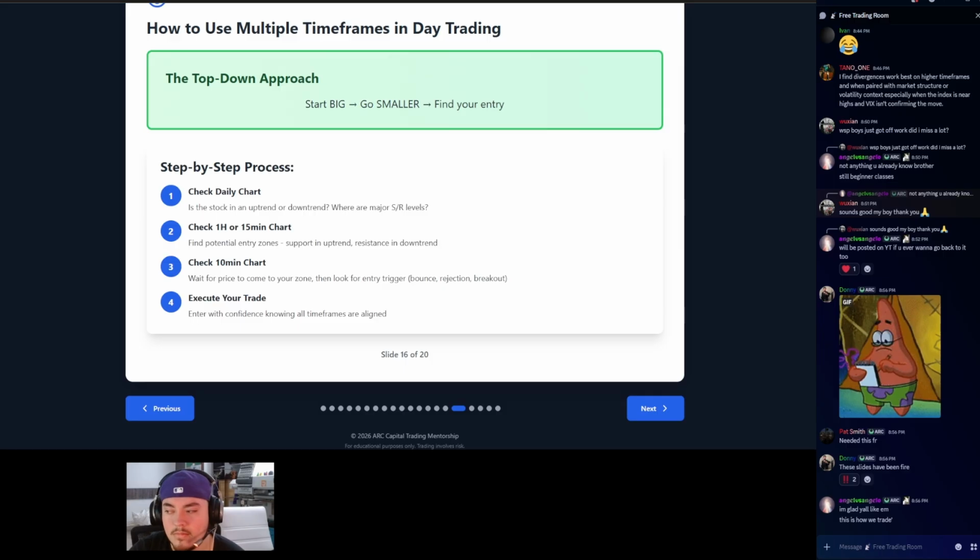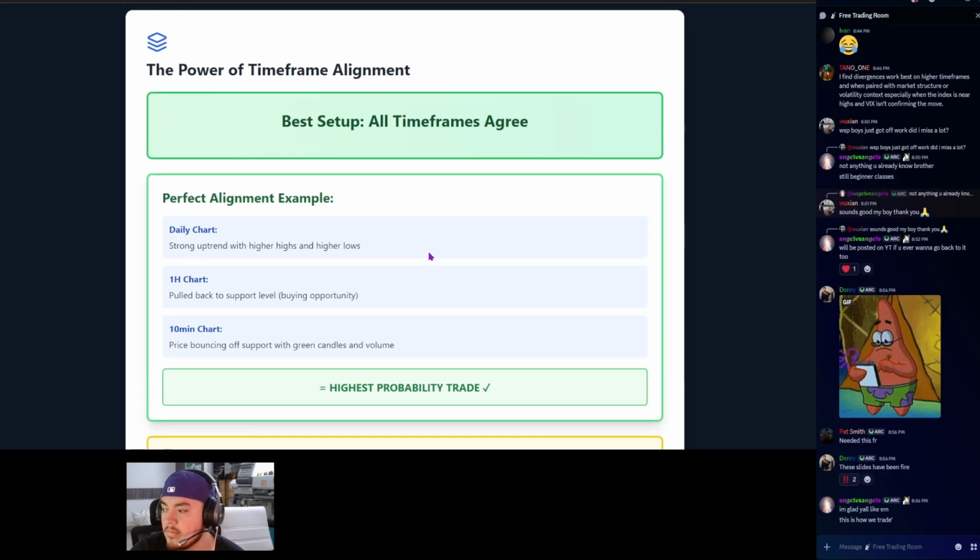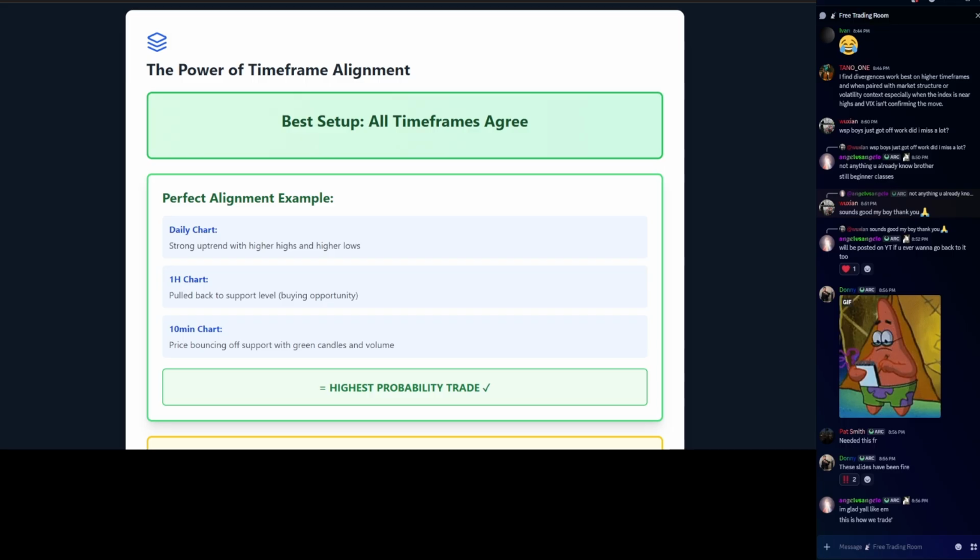Let's get to the other slide here. The power of time frame alignment. The best setup is always going to be when all time frames are aligning and agreeing, right? All time frames are telling you the upside is going to happen, or if downside is going to happen, right? If price is making lower lows on higher time frames on the daily and in a bearish sentiment or whatever it is, it could be used both ways, right? All time frames have to tell you the same story.